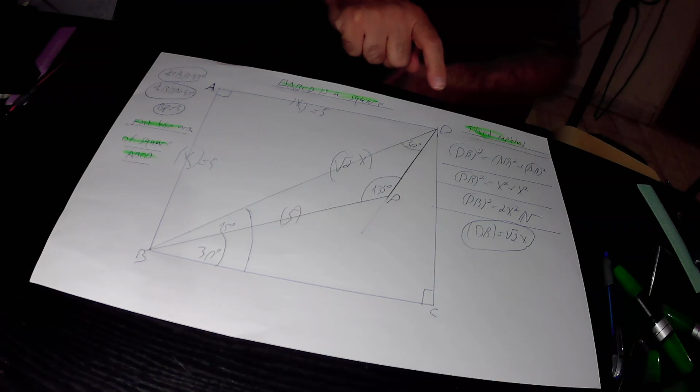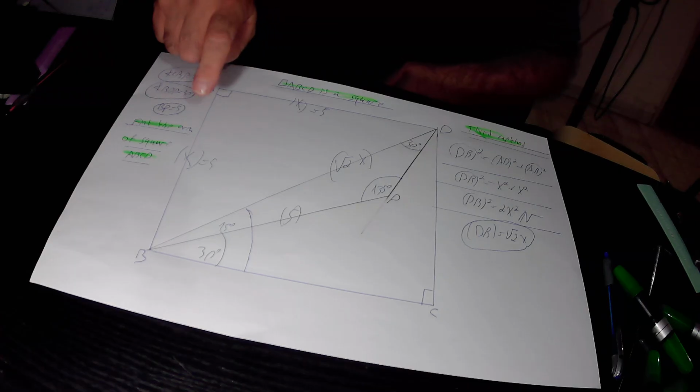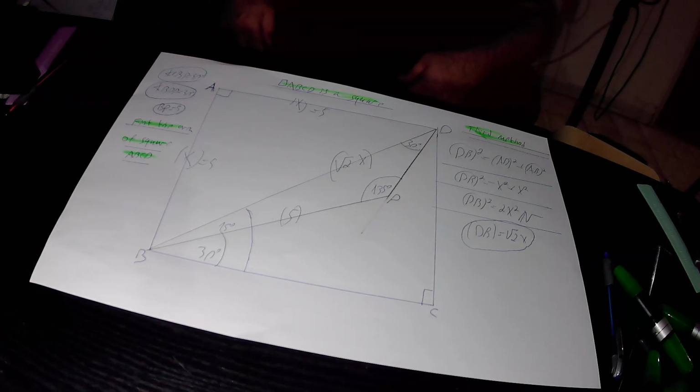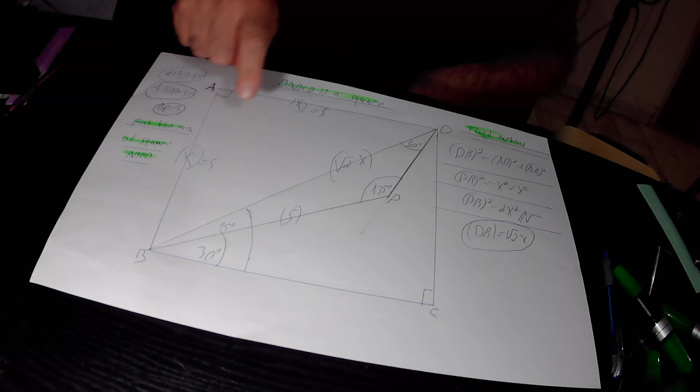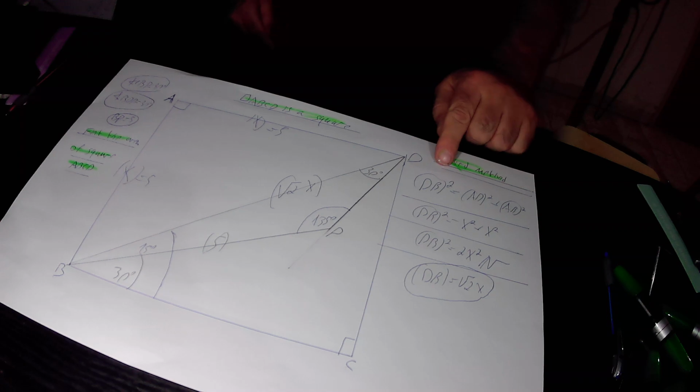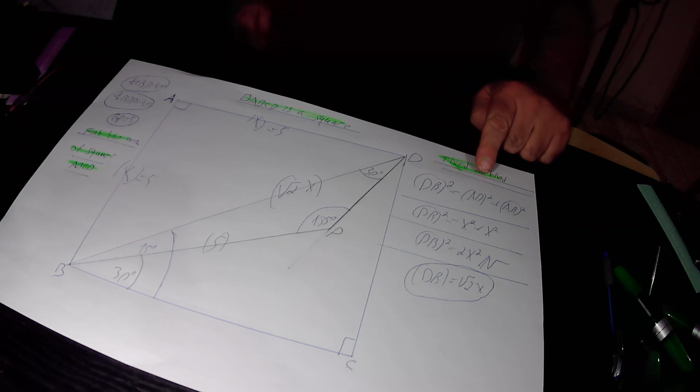So we implemented the Pythagoras theorem on this triangle, the right triangle DAB. According to the Pythagoras theorem, in any right triangle, the square of the hypotenuse equals the sum of the squares of the perpendiculars. So in the right triangle DAB, DB squared, that is the square of the hypotenuse, must be equal to DA squared plus AB squared.